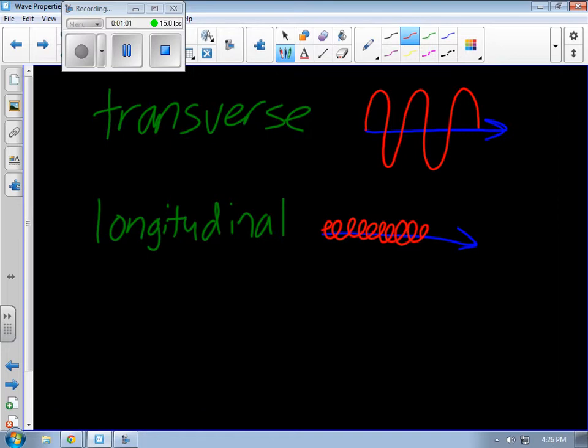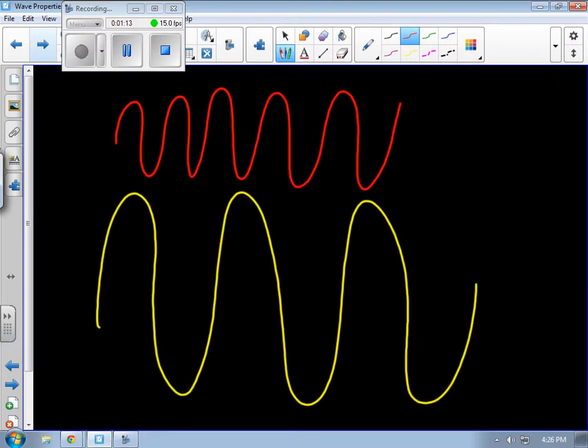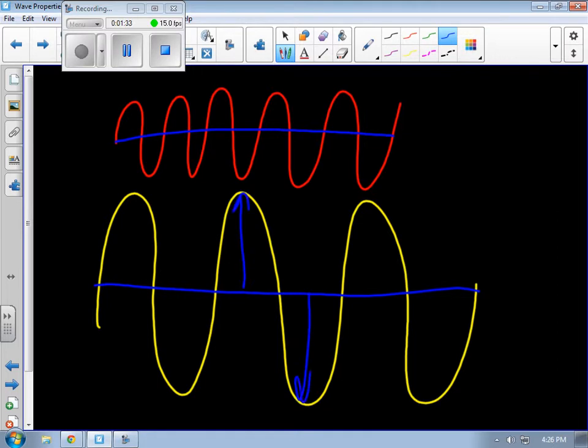But looking at these, how do we tell the difference between two transverse waves and two longitudinal waves? To better understand this, let's look at a couple of transverse waves. So here we have two transverse waves. The first thing you probably noticed about these two waves is the differences in size from top to bottom that they travel. So if this is the middle of the wave, and this is the middle of the wave, the yellow wave travels a lot farther up and down than the red one does.